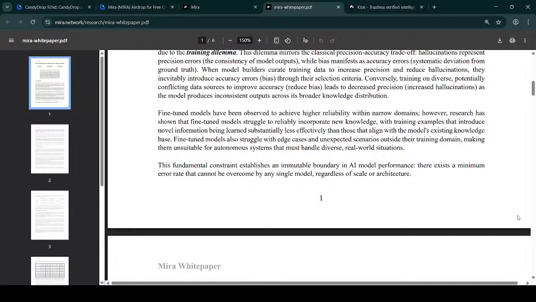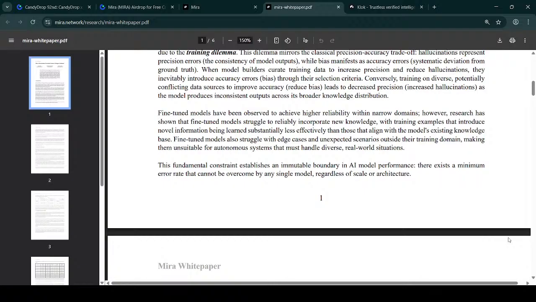Fine-tuned models have been observed to achieve higher reliability within a narrow domain. However, research has shown that fine-tuned models struggle to reliably learn new knowledge. When the training examples introduce novel information, the model learns substantially less effectively, conflicting with the knowledge it already has. Fine-tuned models also struggle at the edge cases and the unexpected.